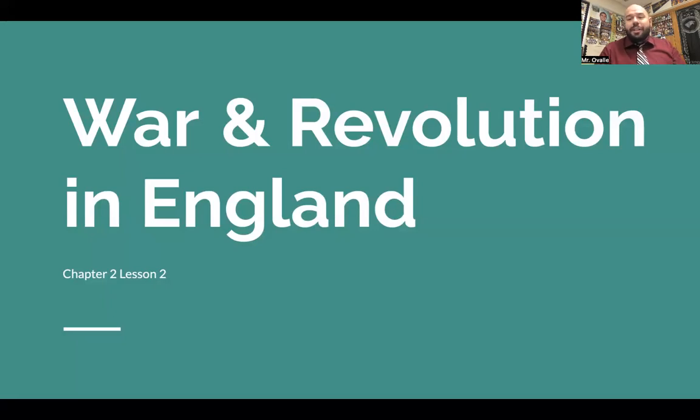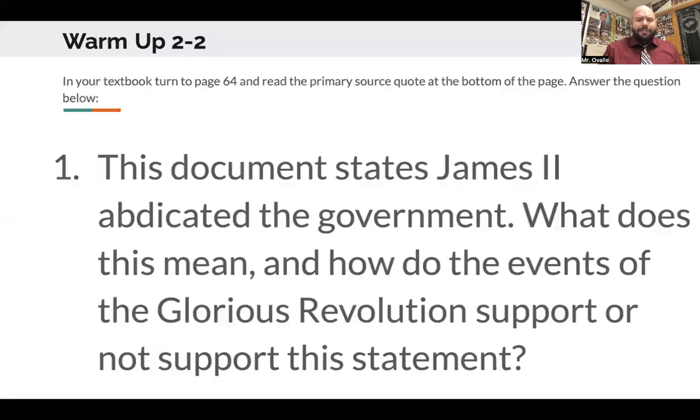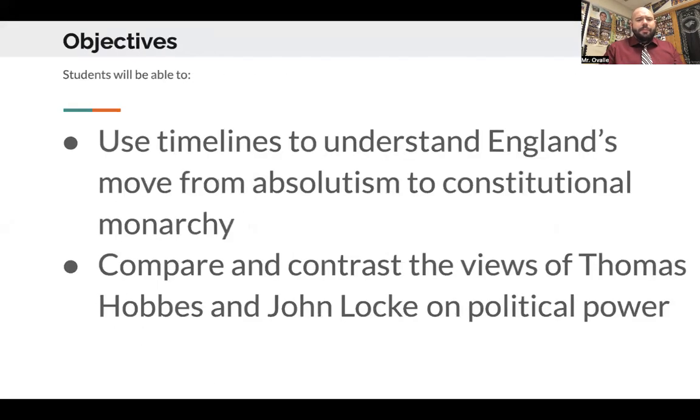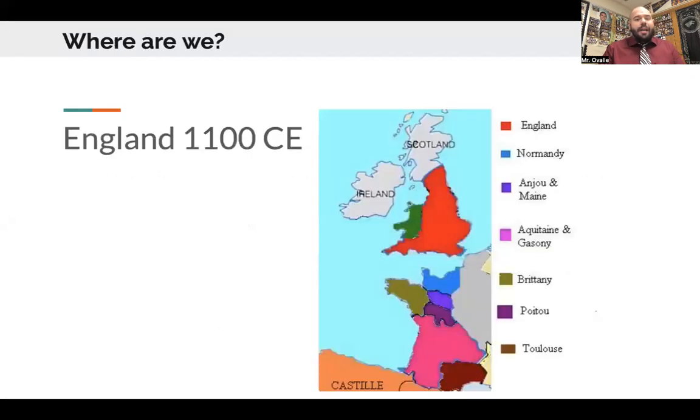So the only notes we're taking are from Chapter 2, War and Revolution in England. So let's get started. That was your warm-up. Objectives, we're going to use timelines to understand England's move from absolutism to constitutional monarchy. And then we're going to compare and contrast the views of Thomas Hobbes and John Locke on political power. We kind of already talked about that.